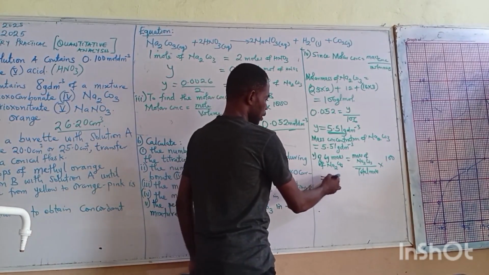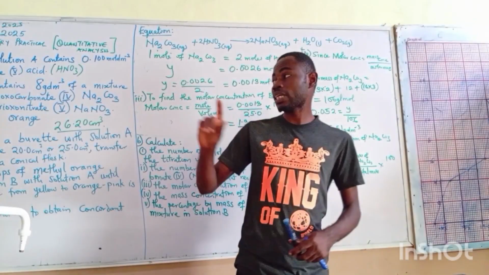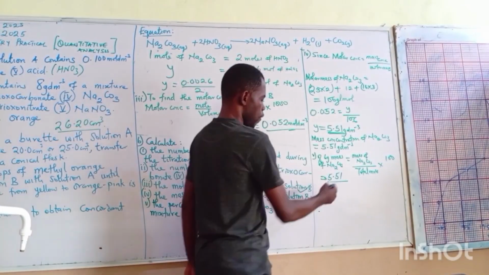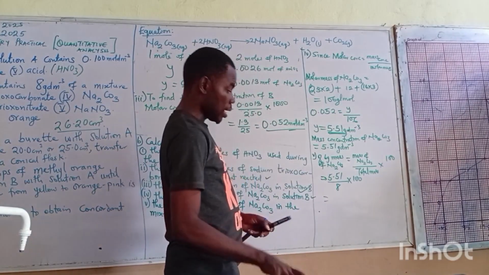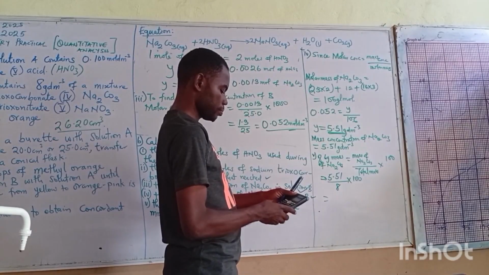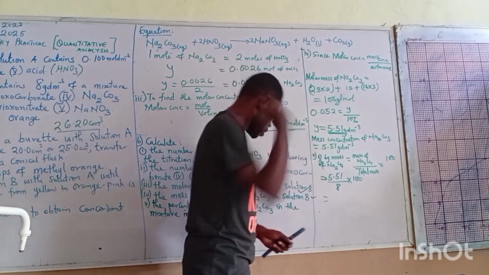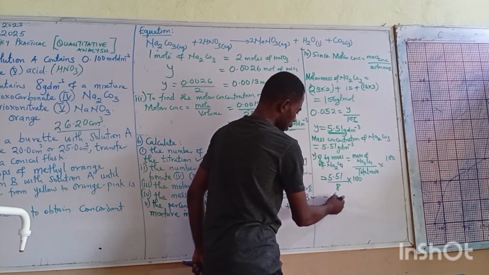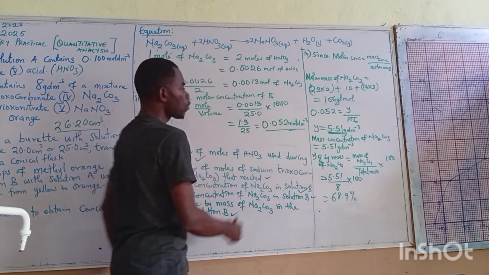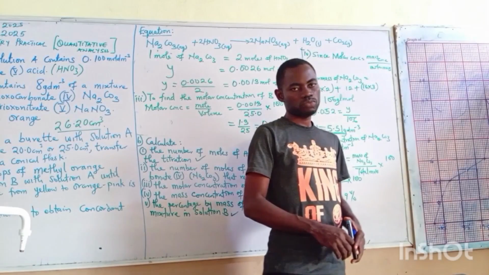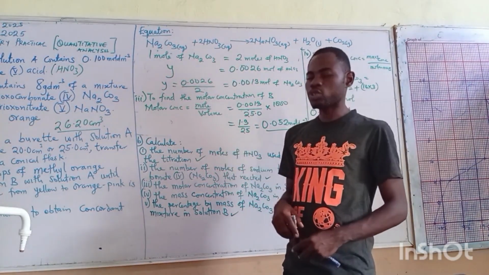So what am I having now? 5.51 over what's my total mass that was given to us in the question? No, we are not using that at all. That 8 gram is the total mass. Over 8 times 100. My calculator should judge that as we are closing this video. So I have the final answer here as 68.9%. And that is how we finish all the questions that we were expecting to come out in this NECO 2025 chemistry practical.